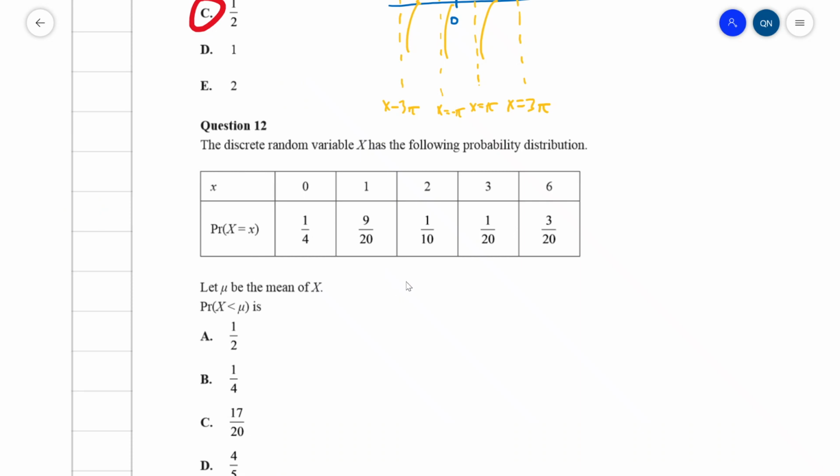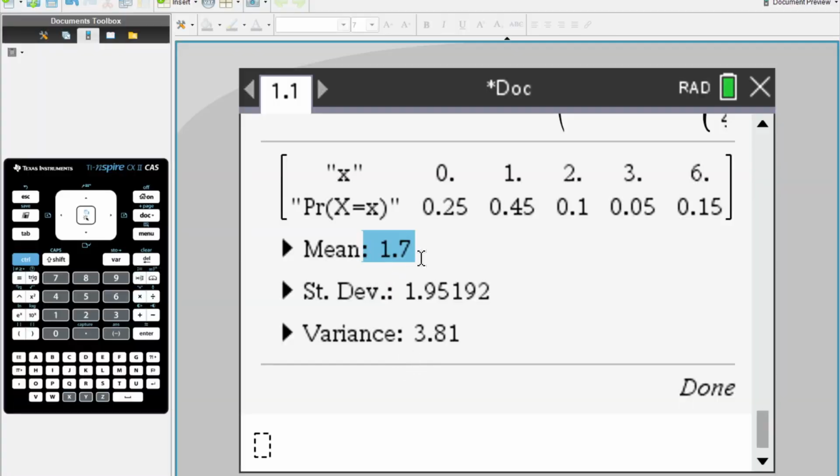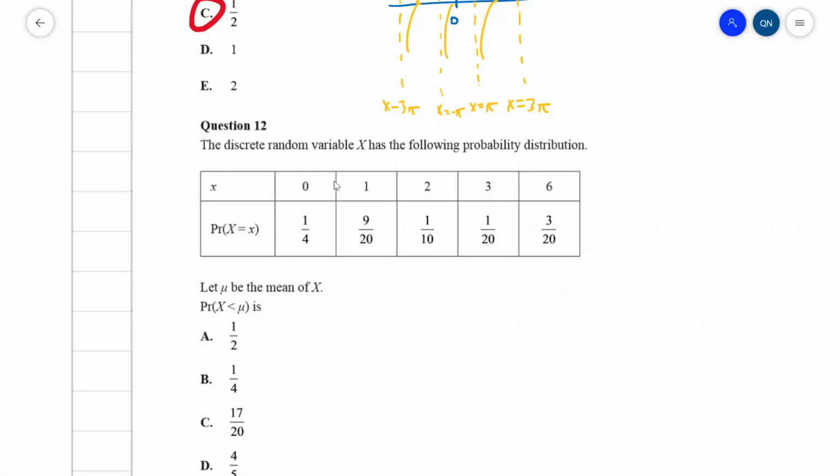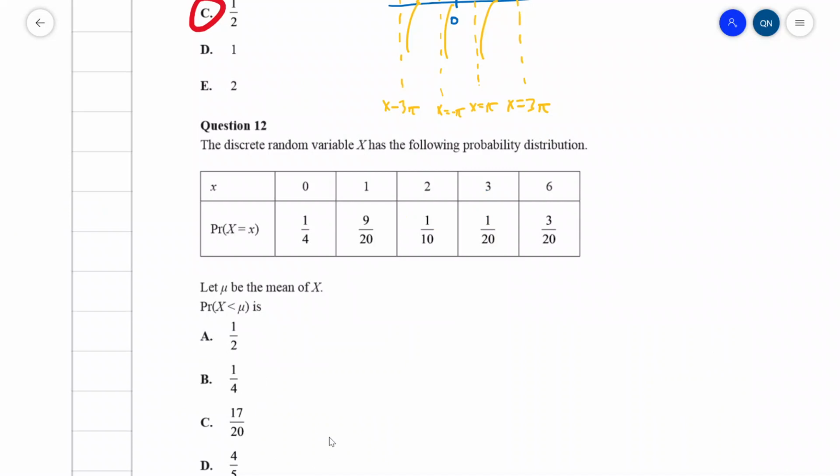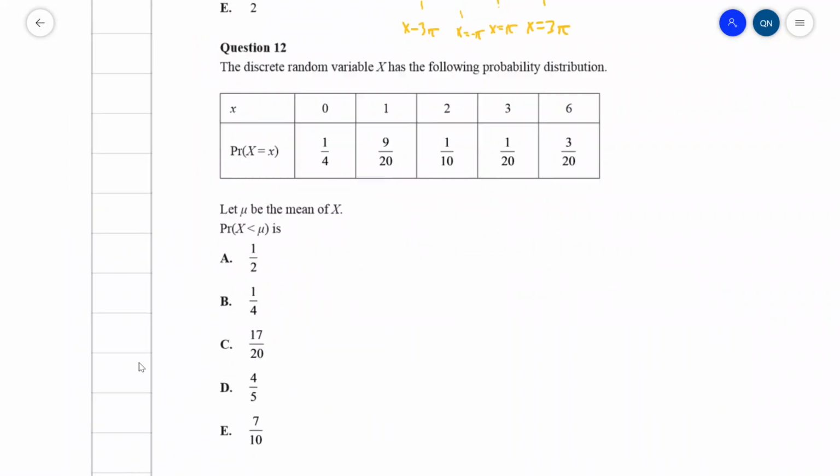The mean is 1.7. So we want to find the probability x is less than mu, which means x is less than 1.7, but that just means it's either 0 or 1. So we want to do 1/4 plus 9/20. 1/4 plus 9/20 is precisely 7/10. Alright, so it's option E.